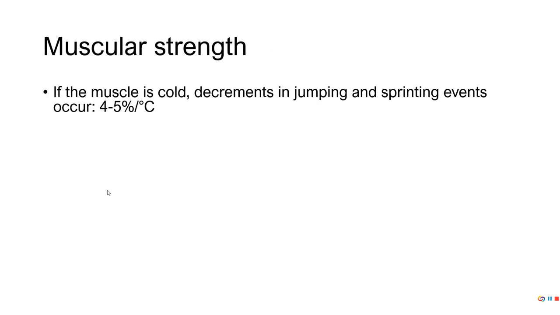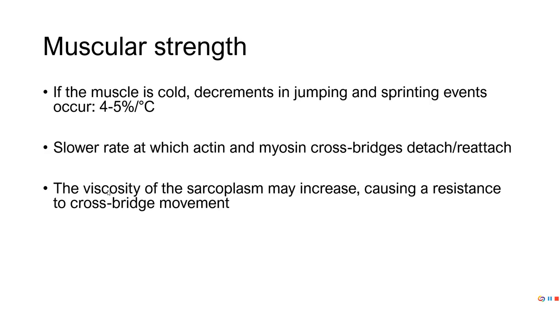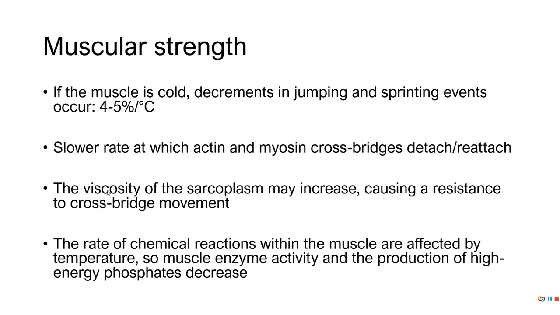Okay, so to sum up, if the muscle is cold, then you're going to lose the ability to generate power. And this comes out to about 4 to 5% per degree Celsius. Okay, remember, this is the muscle itself. Ultimately, because you have slower cross-bridge cycling, you have increased viscosity, and those chemical reactions have slowed down, and those enzymes aren't able to work as efficiently. And so those are some acute responses to the cold.